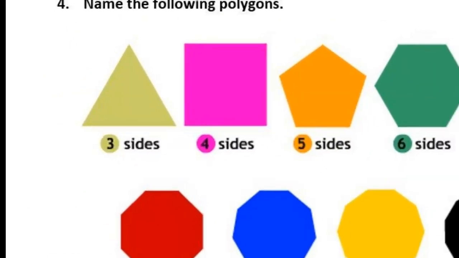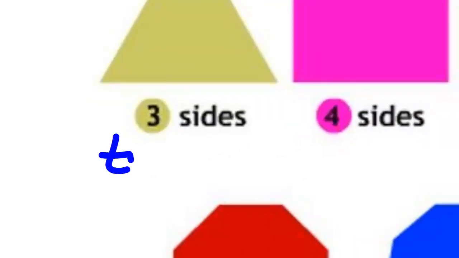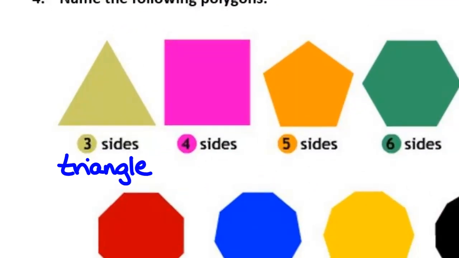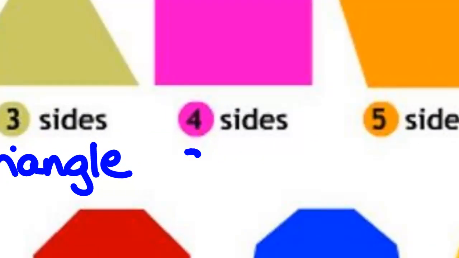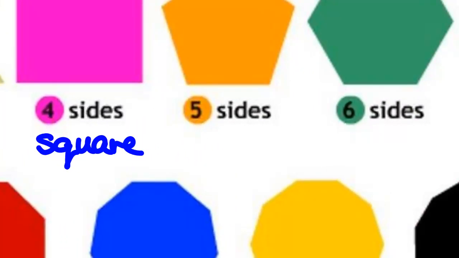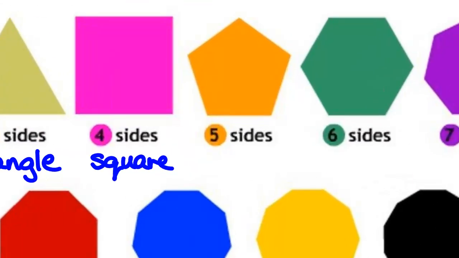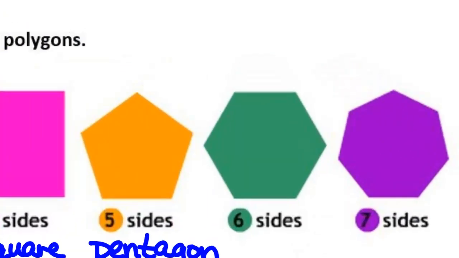All right, so what would you call this three-sided shape? Triangle. What about this four-sided shape? That one's a square. What do you call the five-sided shape? Pentagon. What do you call the six-sided shape? It's a hexagon.